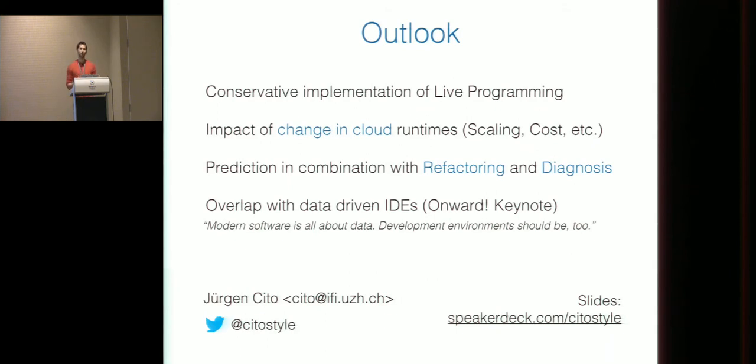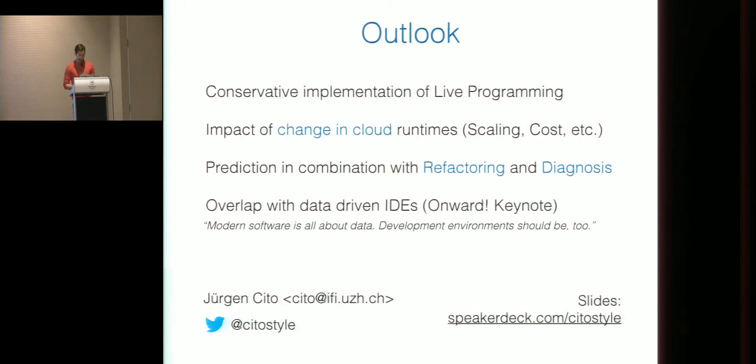And the better our models get over time, the closer the prediction will be to the actual runtime. So that's actually what we're looking at right now. We're looking at the impact of changes in cloud runtimes. So how does this code change that you just introduced interplay with scaling in the cloud? If you introduce a code change, will your cloud actually start a new instance? And what does it say about your costs?